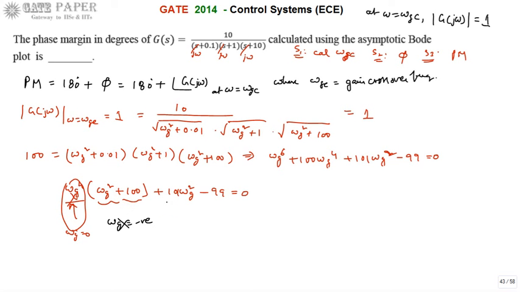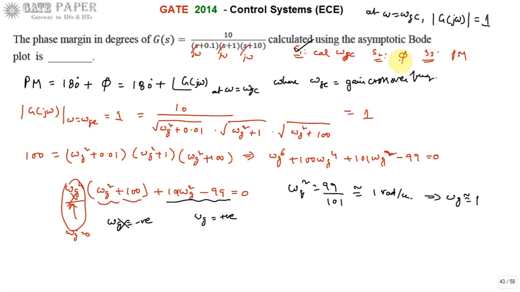Next, from this one, there is one more term from where you can get the omega g value, because minus 99, if it goes to the right hand side, will become plus. So omega g you will get as positive. From this one, omega g square is equal to 99 by 101, which is around 1 radian per second, and omega g is the square root of 1, that is also equal to 1. So what we are getting is omega g is equal to 1. So the first step we have completed.